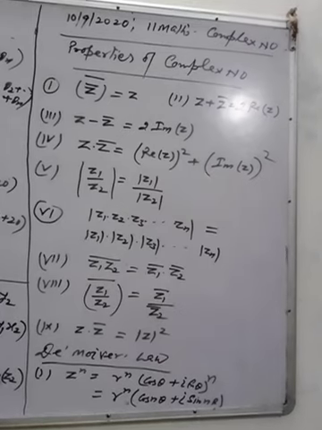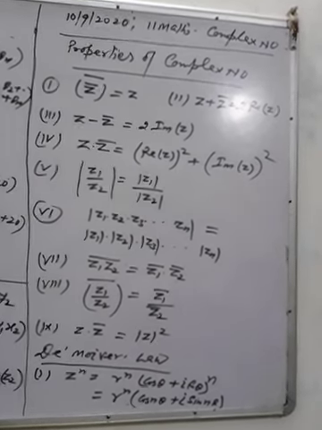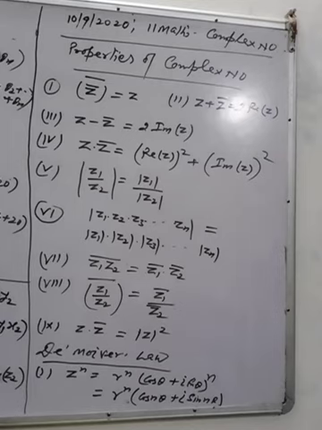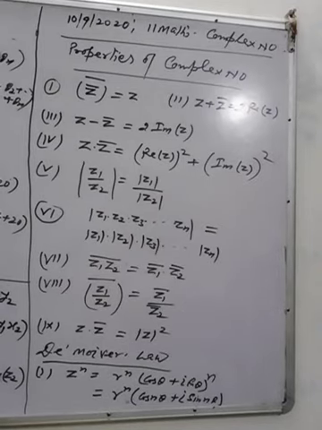Okay. So mod of, in fractional form, mod of z1 by z2. There are two complex numbers z1 and z2. z1 you can take as x1 plus iy1, z2 as x2 plus iy2. So mod of z1 by z2 is written as mod of z1 separately upon mod of z2.